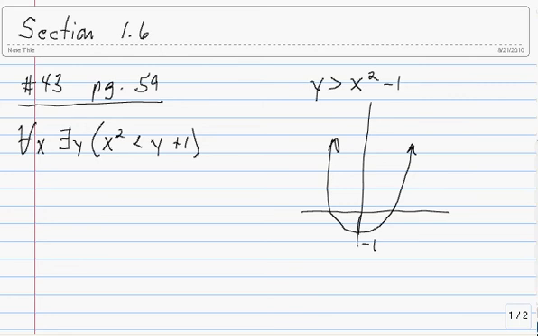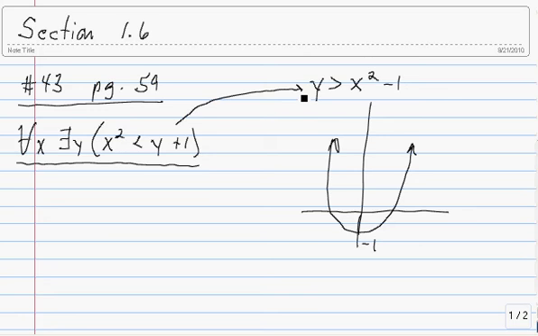Okay, so here we are in section 1.6, and we're trying to determine whether or not this statement here is true or false, and we want to provide some justification for our answer. And so the way I've started this, and this is just the way I kind of think about the problem, is I rewrote the inequality that's in the statement so that the y is by itself. So I just subtracted 1 from both sides.